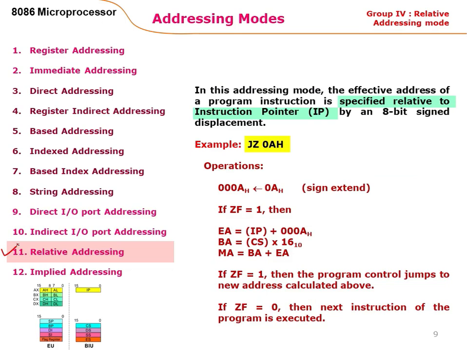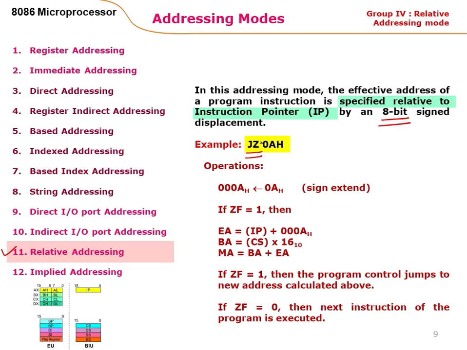The next addressing mode is the relative addressing mode. In relative addressing mode, the effective address is specified with respect to the instruction pointer. The effective address of the program instruction is specified relative to the instruction pointer IP by an 8-bit signed displacement. So here we can only use an 8-bit signed displacement. See the example.